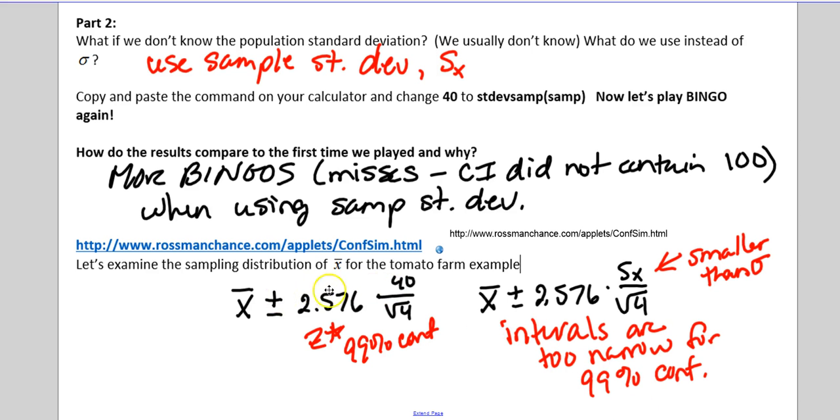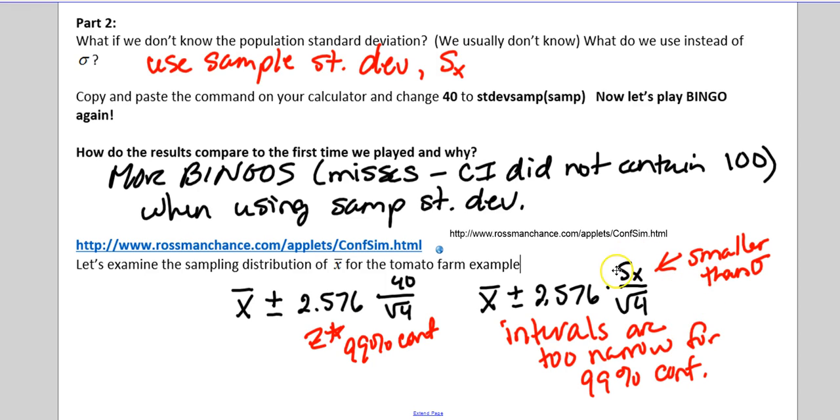Okay, so here's the one interval we used: x bar, our sample mean, plus or minus 2.576 times 40 over the square root of 4. And this is where we got 99% confidence that looked good. Here we have x bar plus or minus 2.576 times the standard deviation of the sample over the square root of 4. The intervals were too narrow. We had lots of ones that missed.